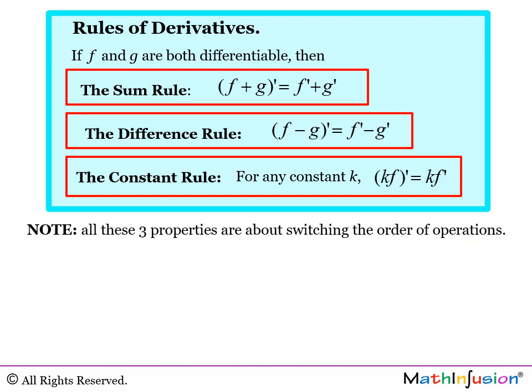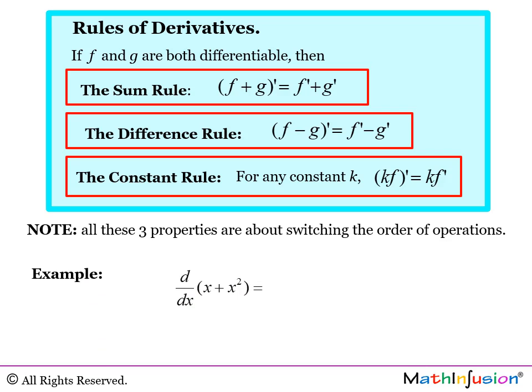If you pay attention, all these properties are about switching the order of operations. On the left side, you first add the functions, or take the difference, or multiply by k, and then differentiate. On the right side, you first differentiate each one, or the function f, and then you add, take the difference, or multiply by k.